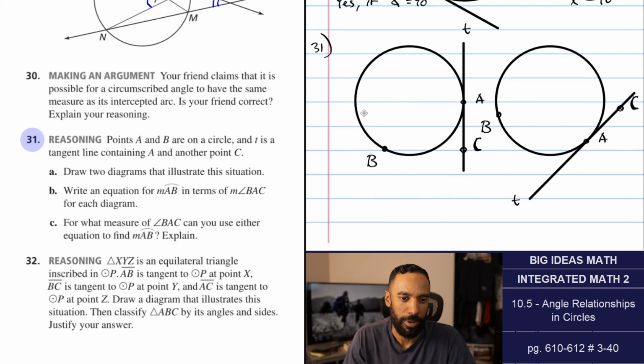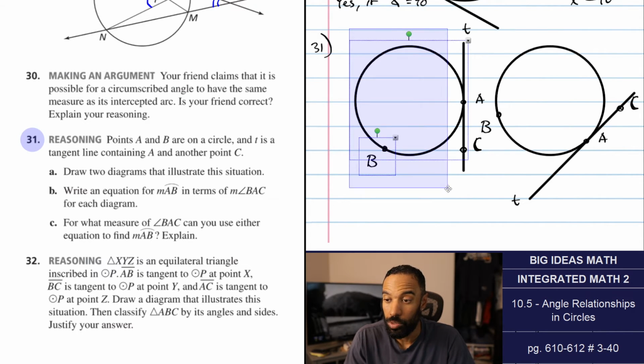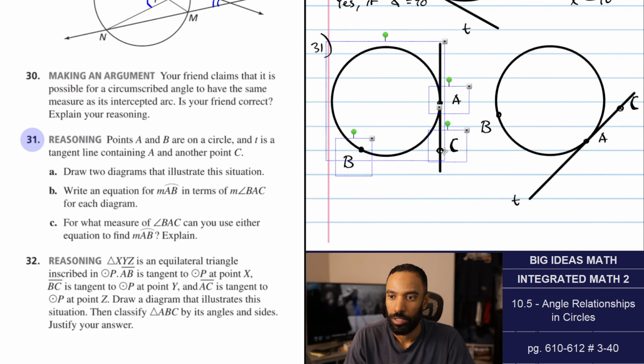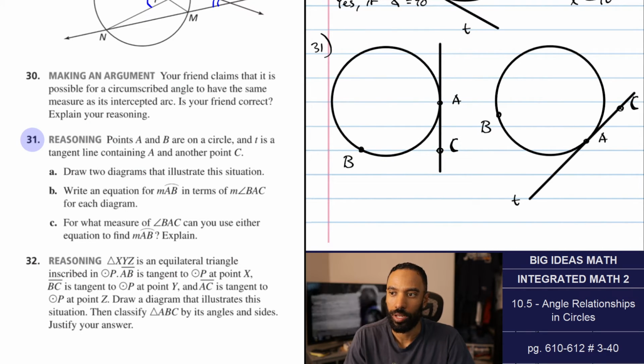Part B, write an equation for measure of arc AB in terms of measure of angle BAC for each diagram. Got it. So do I need to draw a chord? Let me make a thin chord out for these ones. So now I made one acute and one obtuse. I think that's a way to say two different drawings. I hope that helps out.